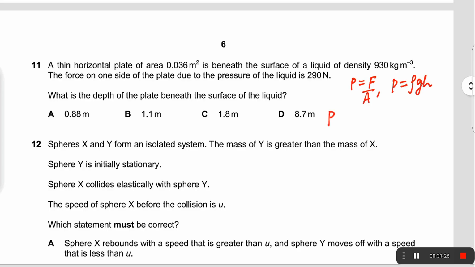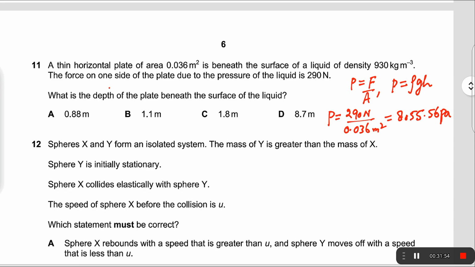First of all, we will find the pressure. Pressure is equal to force, 290 Newton, divided by area, 0.036 meter square. If we calculate this, it comes out 8055.56 Pascal. You know the unit of pressure is Pascal.